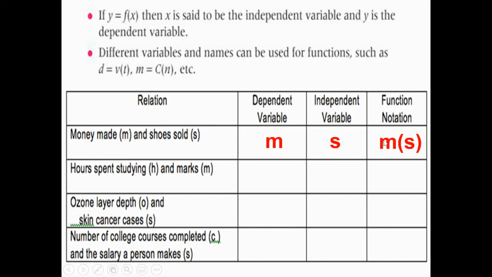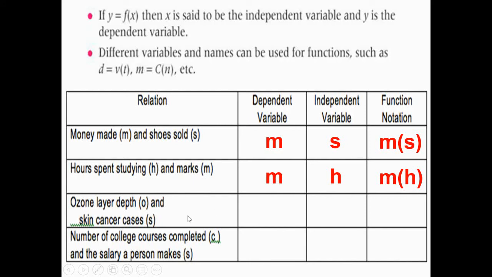The money you made dependent on the input shoes sold. So again, x value, y value. Do the same thing for here. Hours spent studying and marks you get. In this case, dependent, the marks you get depends on the independent variable, the hours you study. So the function notation could be m of h. The marks you get dependent on the input of hours you study.